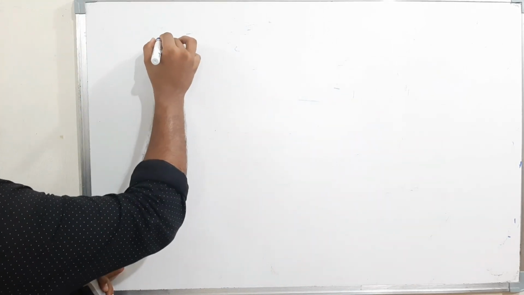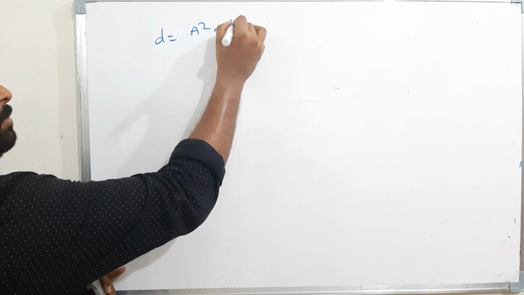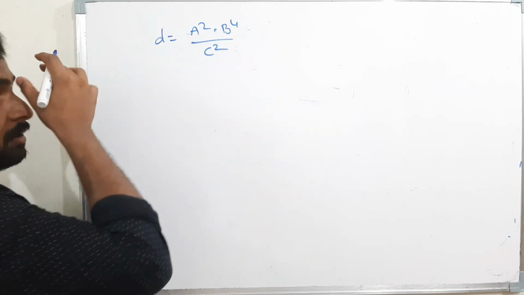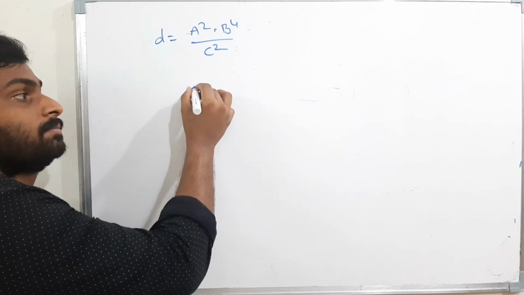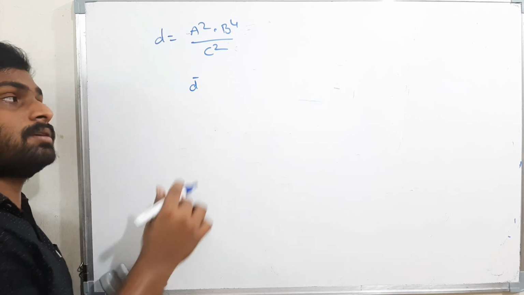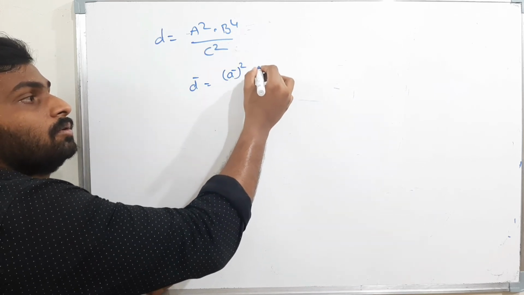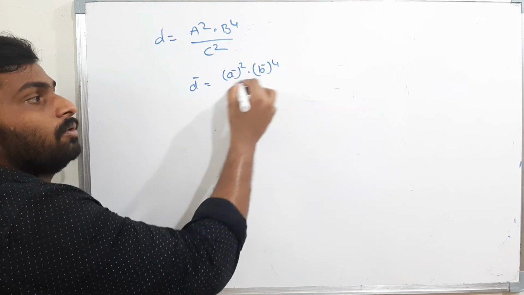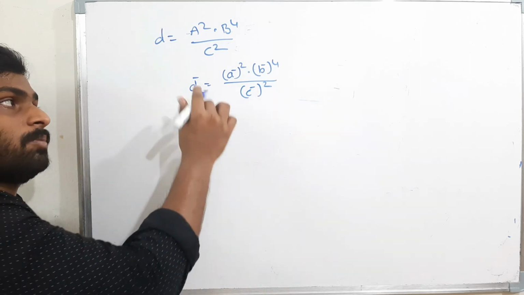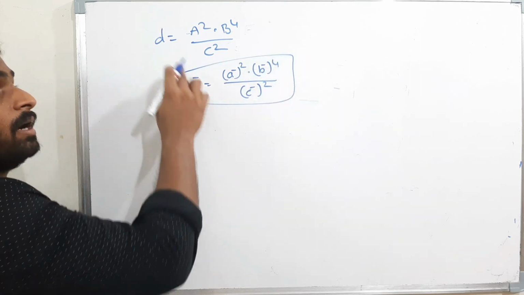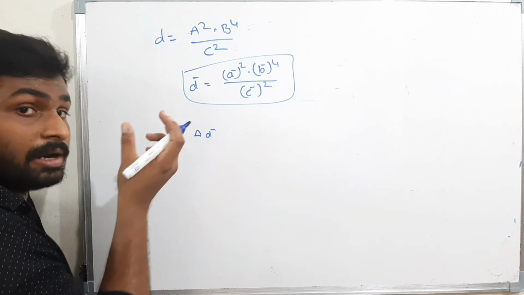Okay, now see here. D is equal to A squared into B power 4 by C squared. Now they told to find the D bar. D bar I will get by the same operation which is here. That means A bar whole square into B bar whole power 4 by C bar whole power 2. The same operation I will get. But how to find delta D bar? The delta D bar I can find only in the form of relative errors.